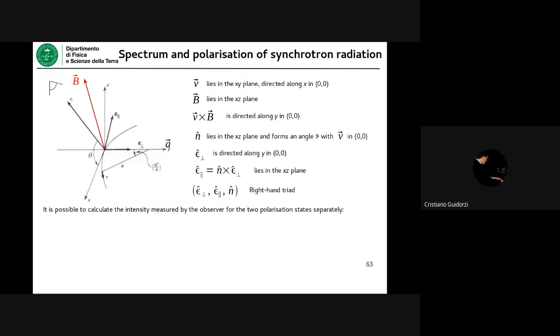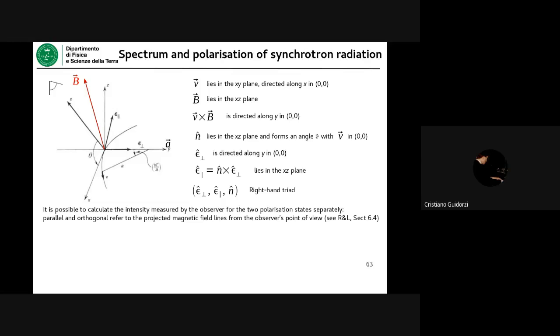Why this? Because the goal is to measure the linear polarization, or the kind of polarization, whatever it's going to be. And to do that, of course, you have to study how the intensity depends on direction. That's the essence of what we are aiming at.